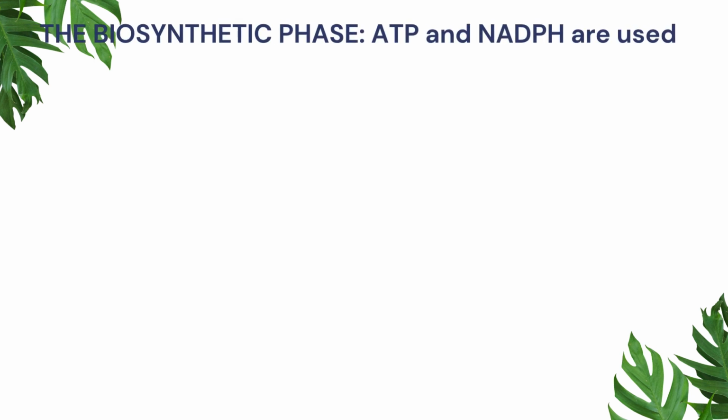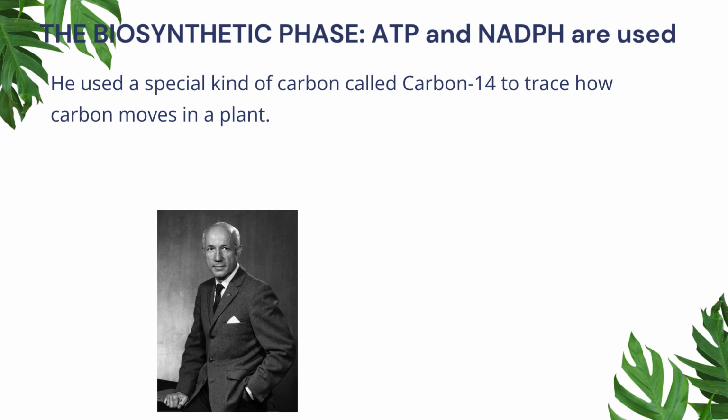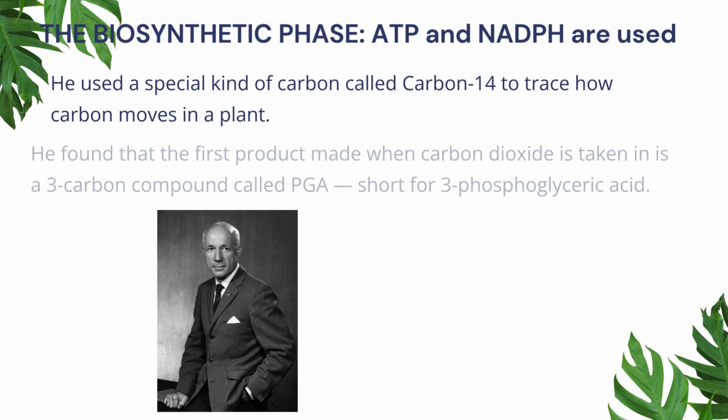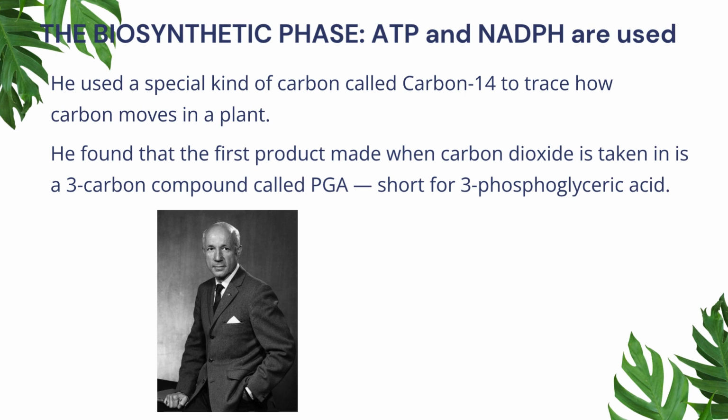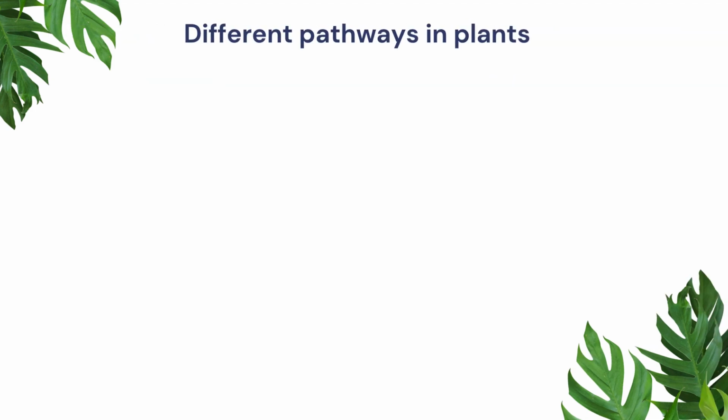How did we learn about this? A scientist named Melvin Calvin figured it out. He used a special kind of carbon called carbon-14 to trace how carbon moves in a plant. He found that the first product made when carbon dioxide is taken in is a 3-carbon compound called PGA, short for 3-phosphoglyceric acid. Thanks to him, we now call this cycle the Calvin cycle.